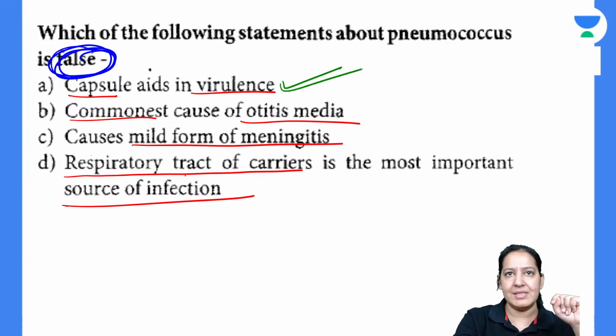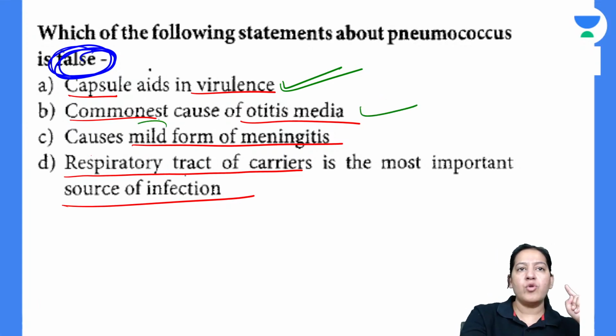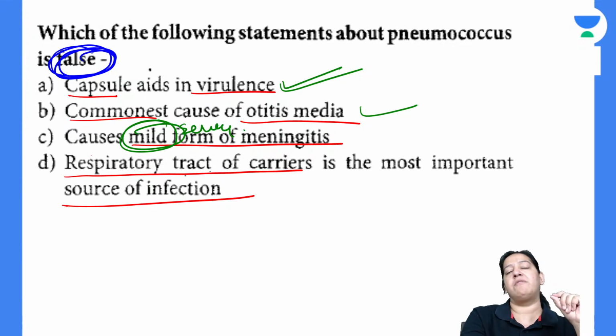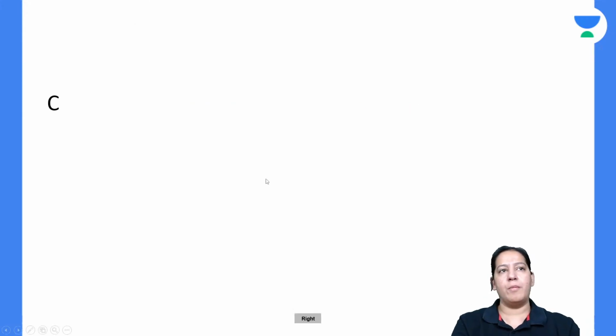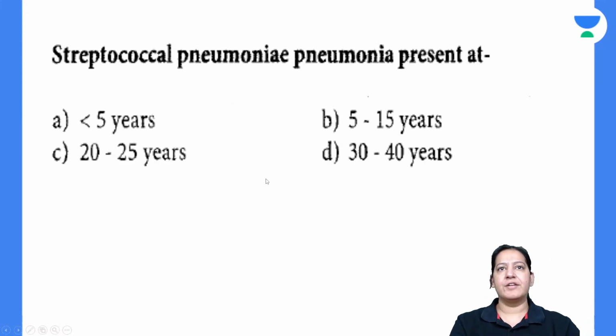This one is true. Capsule की वजह से virulence होता है. It is the commonest cause of otitis media, sinusitis. Yeah, this is also true. It does not cause a mild form of meningitis. It causes a severe form of meningitis, especially in infants. So this statement is wrong. And yes, respiratory route carriers are the most common routes of the infection. Right? Okay. The next question is in front of you.